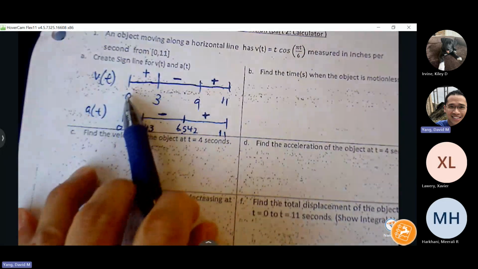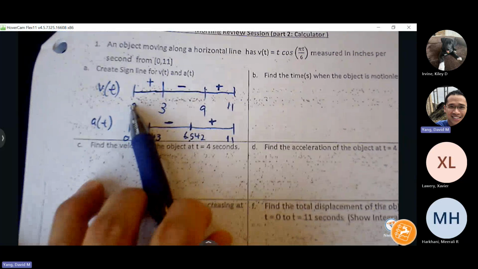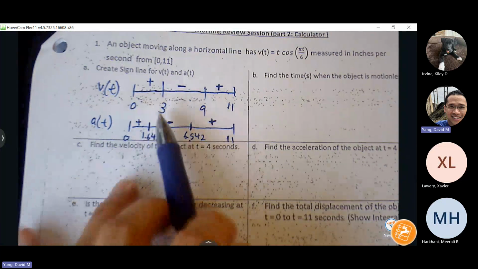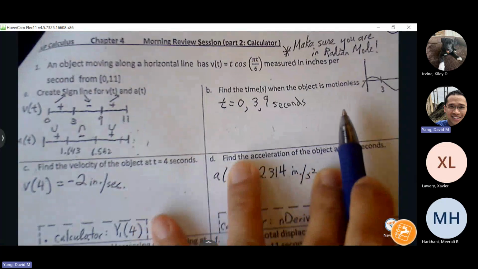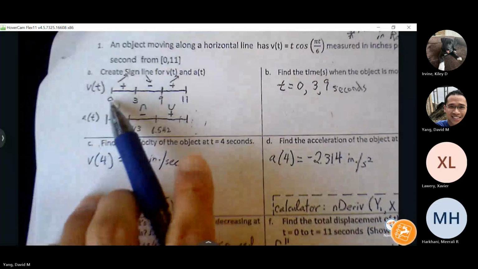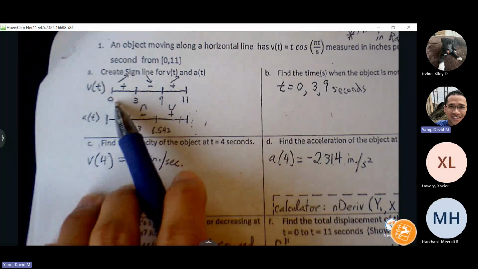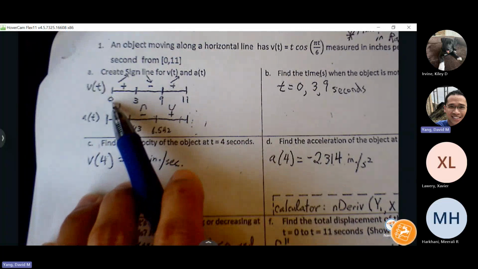So actually, if we look, the graph also hits 0 at 0. It actually goes through 0, 0. So we have 0, 3, and 9 as places where the object is motionless. 0 is an endpoint, but it also hits the x-axis at x-intercept at 0.